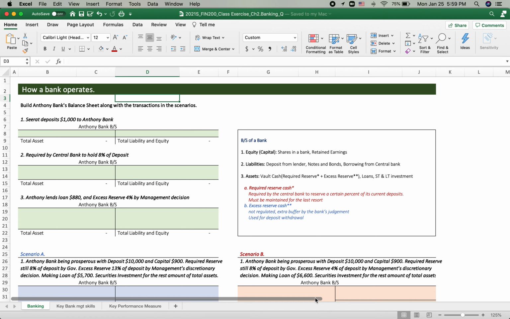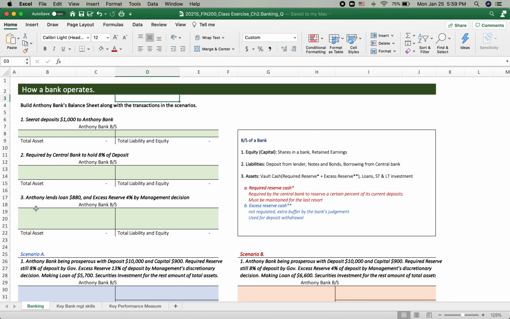Hello students, in this video clip we'll practice how a bank operates, starting from taking deposits and lending some loans from the amount of the resources of the liability and equity. Okay, this is an example of entering a bank's balance sheet, to build the bank's balance sheet along with the transactions in the scenarios.